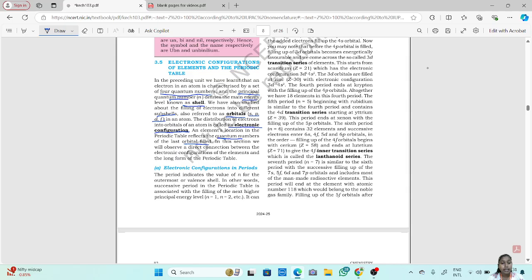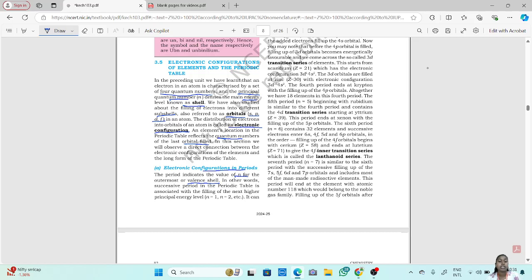So first is the electronic configuration in periods. How the electronic configuration affects the periods. Now, the period indicates the value of n for the outermost or valence shell. Now, periods are basically because of the valence shell or the outermost orbit. Now, in other words, successive period in the periodic table is associated with filling of the next higher principal energy level.